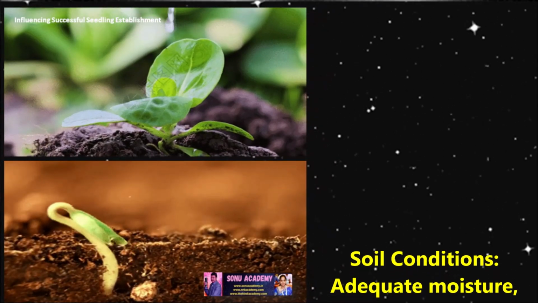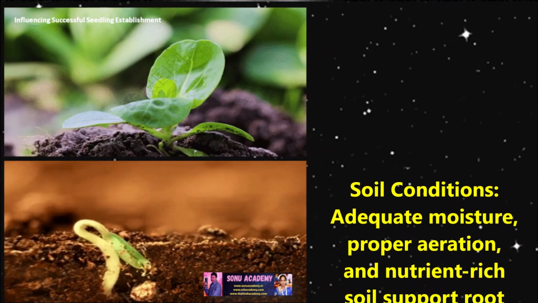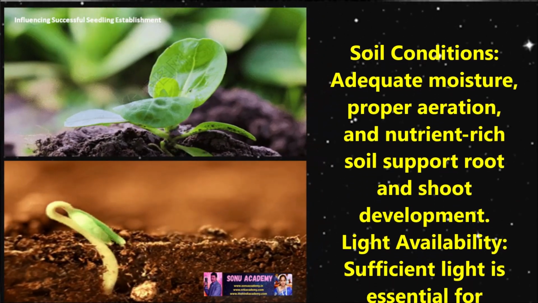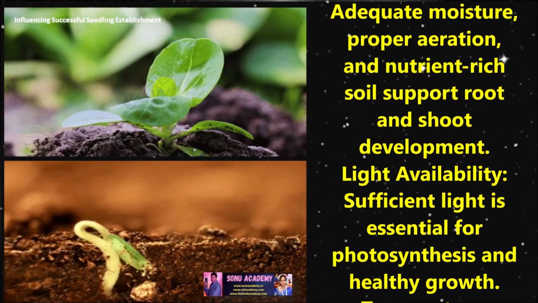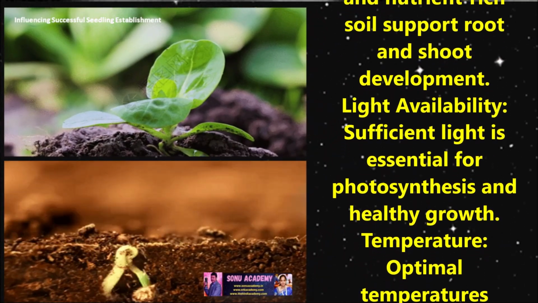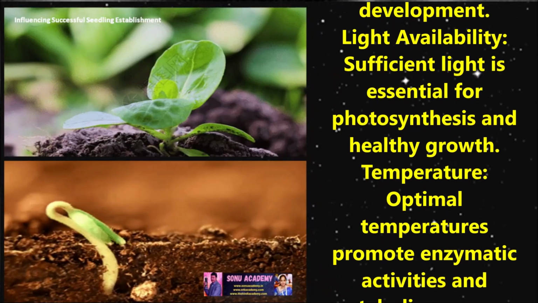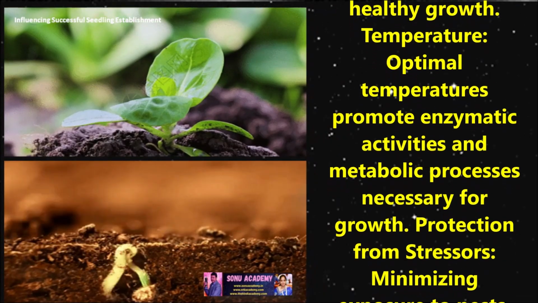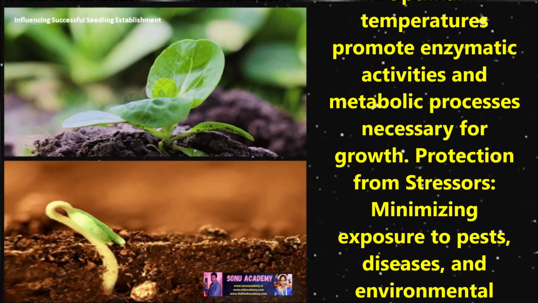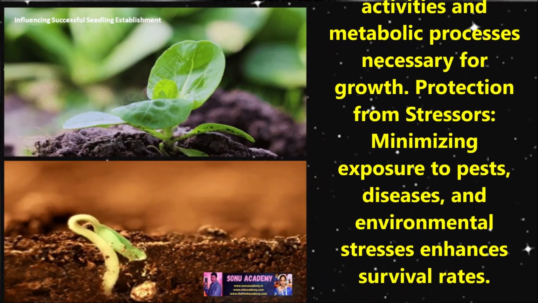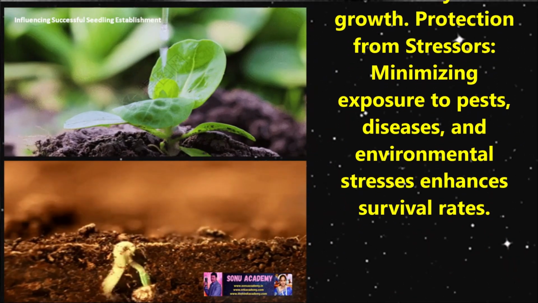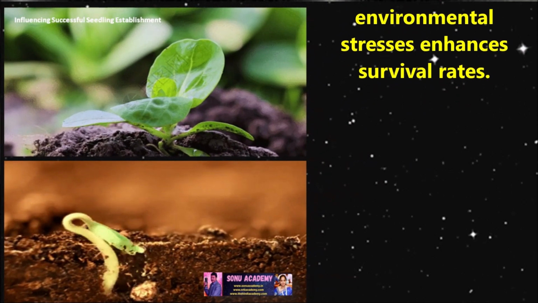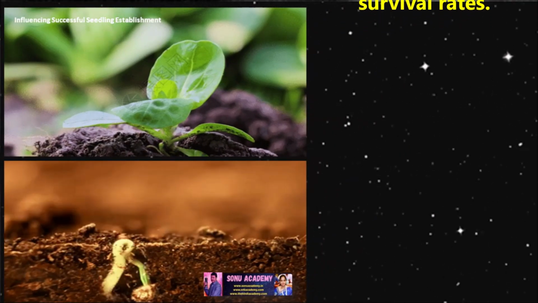Children, as we discussed earlier, let us see once again what factors influence successful seedling establishment. First one is soil conditions. Adequate moisture, proper aeration and nutrient-rich soil support root and shoot development. Second one is light availability. Sufficient light is essential for photosynthesis and healthy growth. Third one is temperature. Optimal temperature promotes enzymatic activities and metabolic processes necessary for growth. Fourth one is protection from stressors. Minimizing exposure to pests, diseases and environmental stresses enhances survival rates.